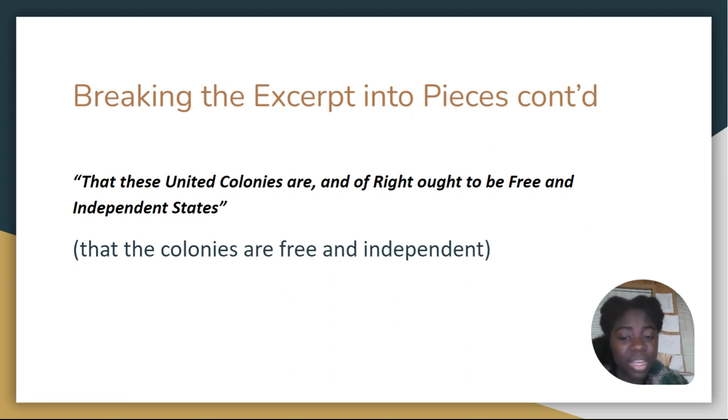So that's a fancy way of saying that the colonies are to be free and independent. Ought means it should be. These colonies should be free and independent. Okay?